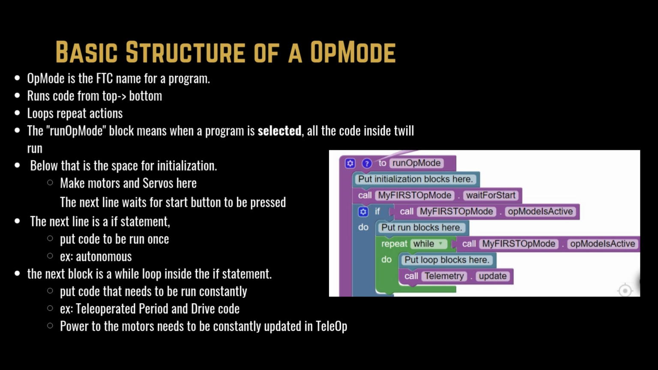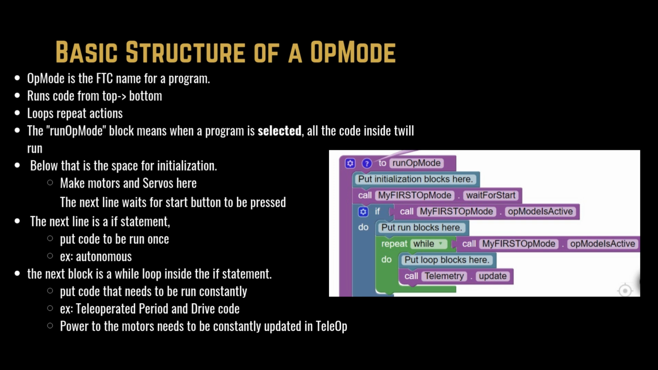So here's the structure of an op mode. Basically, it will run the code from top to bottom. The first block that we see is the one op mode block. It's the purple one on the very outside, and all of that code runs in there. What that means is when this program is selected and initialized on the driver station, it will run all the blocks inside.